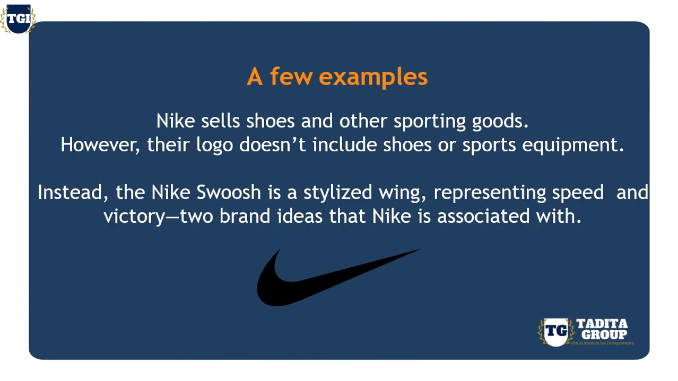Now, Nike sells shoes and other sporting goods, right? However, their logo doesn't include shoes or sports equipment. I hope you know that. Instead, the Nike swoosh is a stylish wing representing what? Speed and victory. Two brand ideas that Nike is associated with. That's the reason why, when you hear about Nike, it just has to do with sporting activities and things like that.